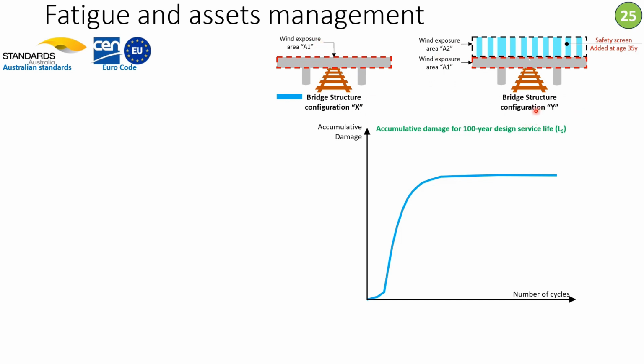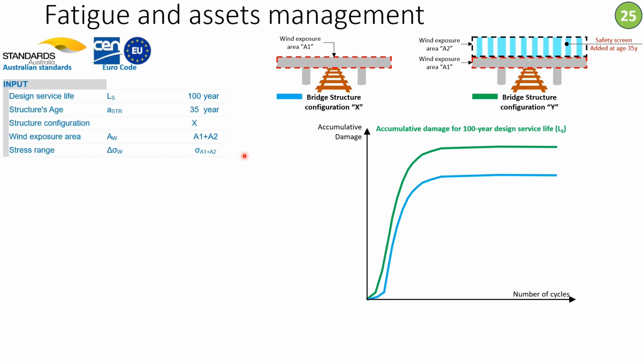Again, we can plot the cumulative damage curve for configuration Y, as shown here in the green curve, knowing that this green curve, the cumulative damage curve, is a plot of the damage for configuration Y, as if the bridge has been built with this configuration from day 0.